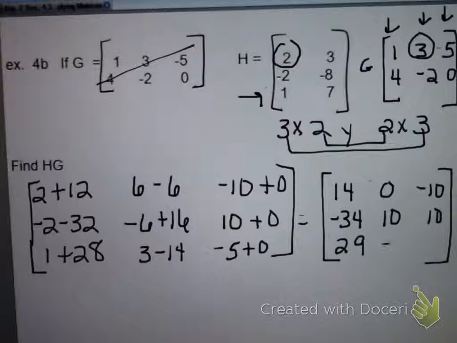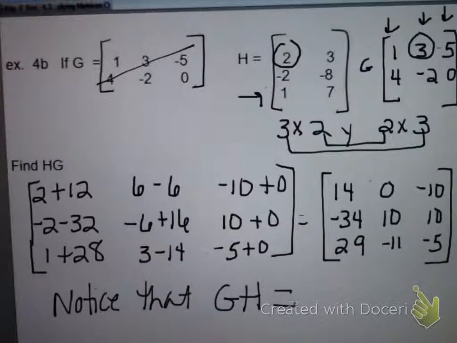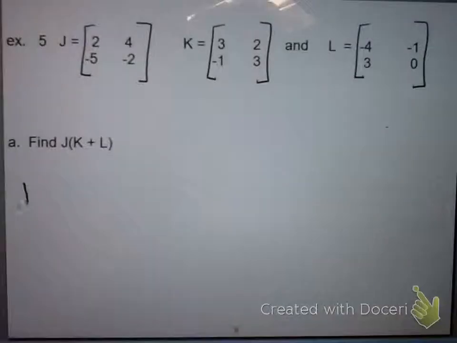Do the math, and you will see that GH is not equal to HG. So you do have to multiply those separately. Look at example 5. We have to multiply matrix J times matrix K plus L. First thing we're going to do is copy down matrix J.